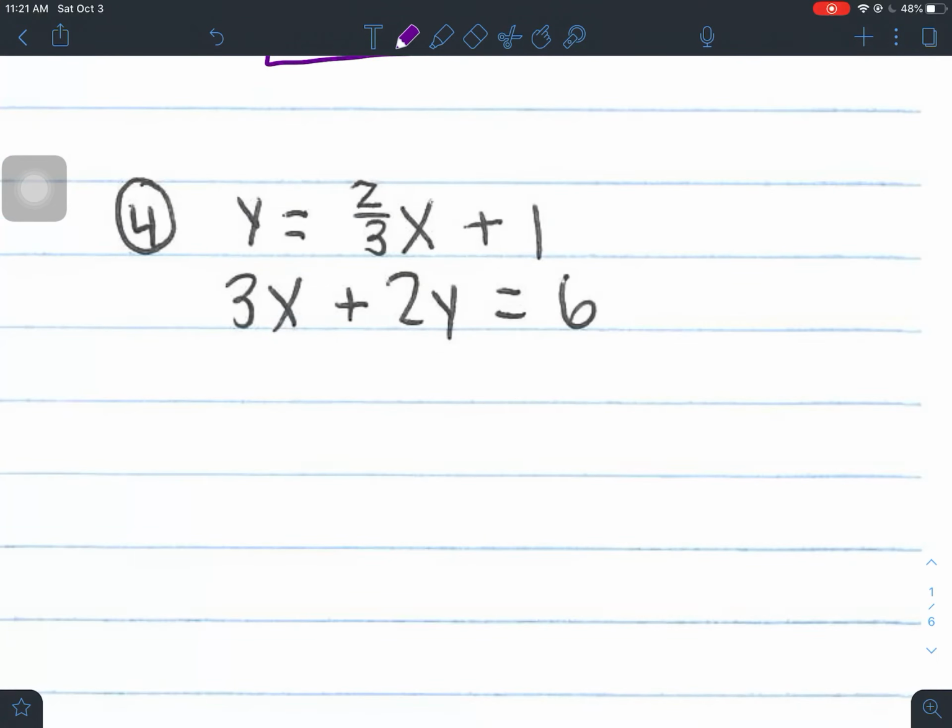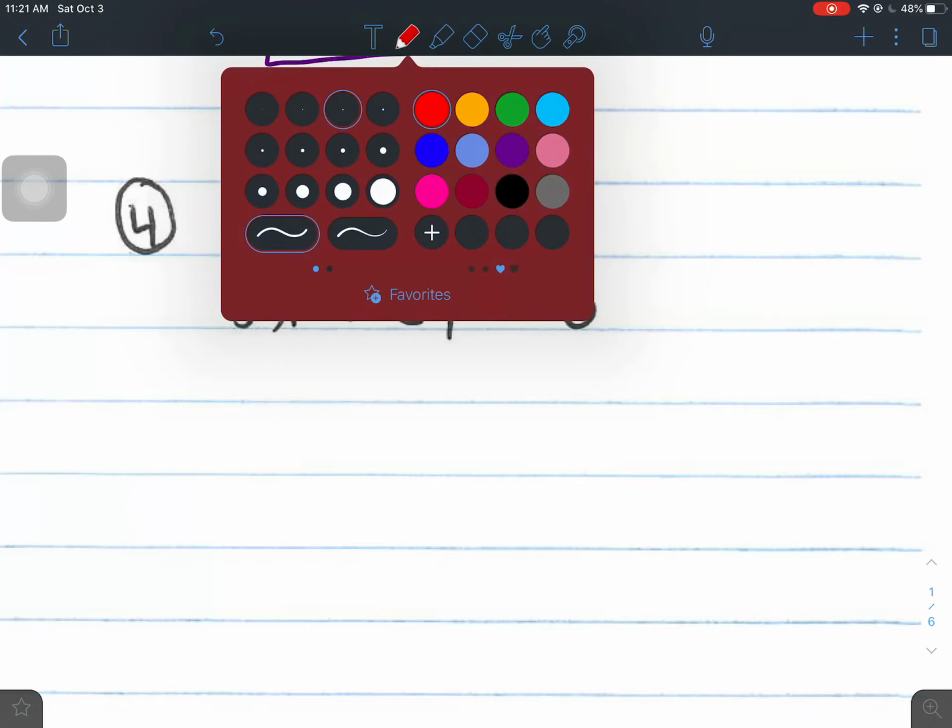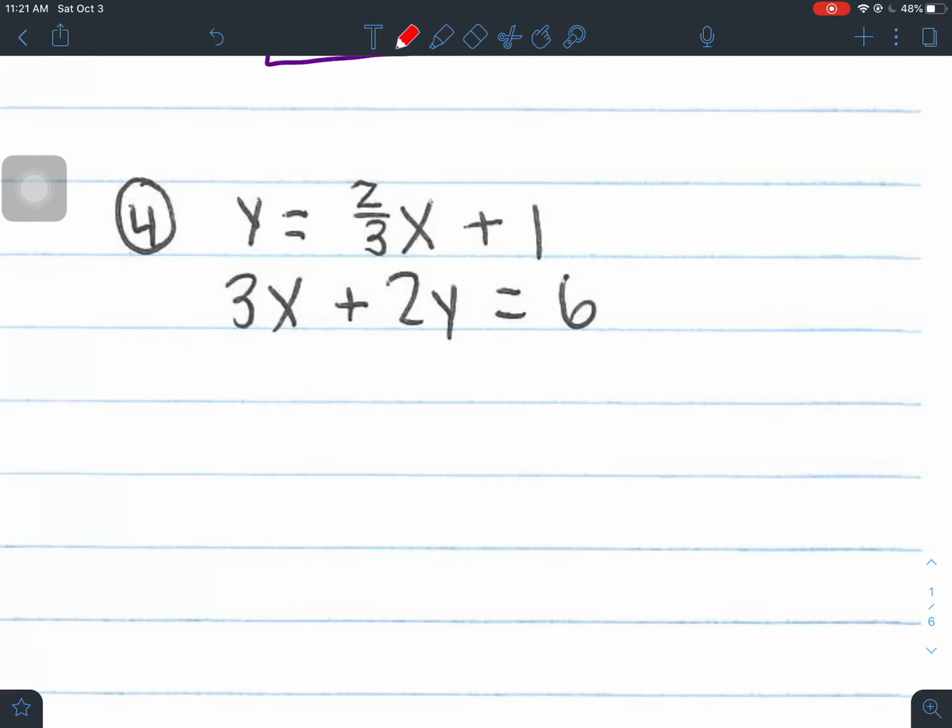Okay, number 4, y equals 2/3 x plus 1 and 3x plus 2y equals 6. Now, with the first equation, I already know the slope because y is by itself. But in the second equation, y is not by itself, so I do not know the slope. So because I do not know the slope of the second one, I have to get y by itself and then determine what the slope is. But because I already know the slope of the first equation, I'm going to go ahead and identify it. The slope for the first equation is going to be positive 2 over 3.